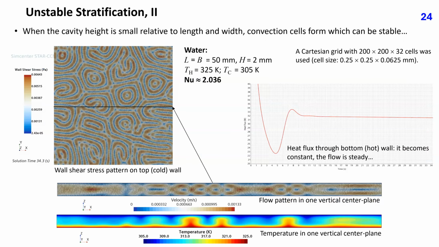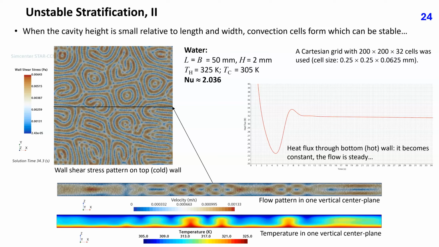When the cavity height is small relative to length and width and the bottom wall is hot, convection cells form, called Bénard cells. They can be stable, as can be recognized from this plot of wall shear stress pattern on the top cold wall in a cavity with dimensions L equal B equal 50 mm and height 2 mm, and with bottom and top wall temperatures Th equal 325 Kelvin and Tc equal 305 Kelvin.